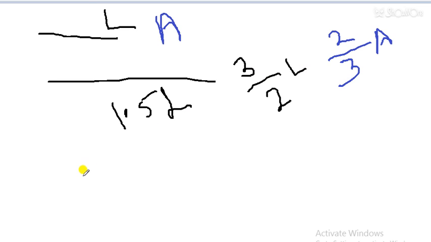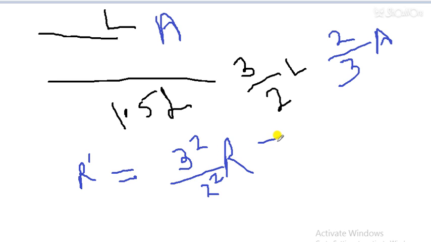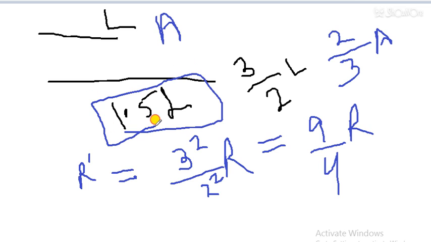So now you can find the resistance R dash. R dash is equal to rho into L upon A. So after solution, you can see 3 square by 2 square into R. So its answer will be 9 by 4. So 9 by 4 R will be the answer for this question. On stretching, on making a wire 1.5 times longer than earlier, the resistance will be 9 by 4 times earlier resistance.